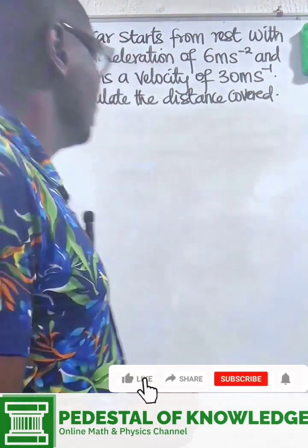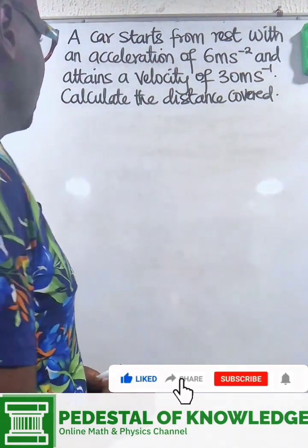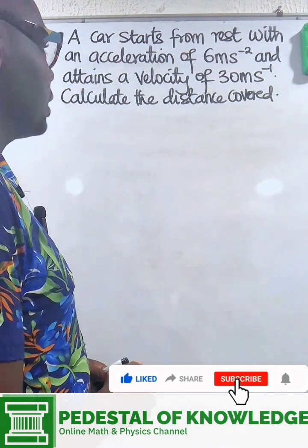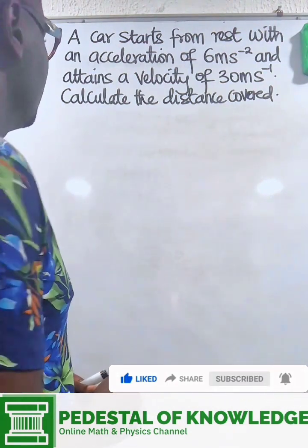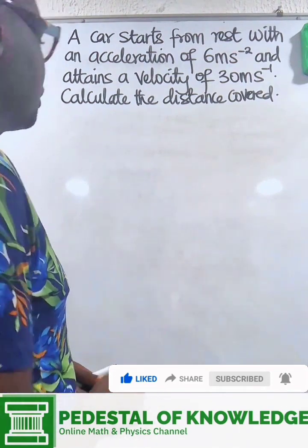It says a car starts from rest with an acceleration of 6 meters per second and attains a velocity of 30 meters per second. Calculate the distance covered.